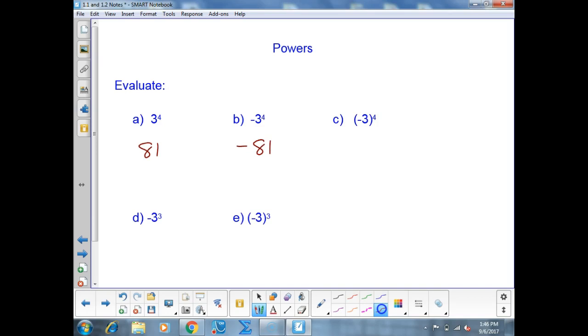Negative 3 in parentheses to the 4th power. That is 81. Okay? This one over here is really negative 1 times 3 to the 4th power. The exponent is only controlling what is directly in front of it. In B, it is only controlling the 3. In C, it's controlling the parentheses, which inside the parentheses is the negative 3. Okay?